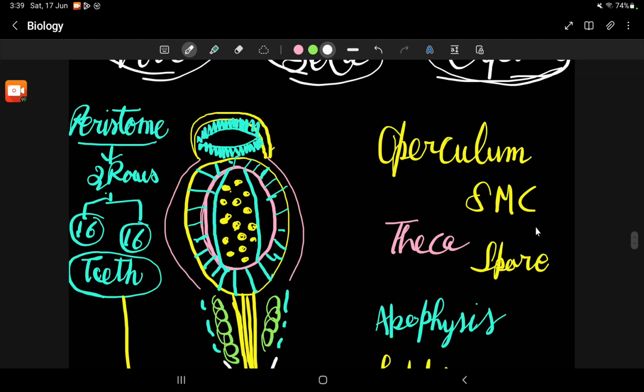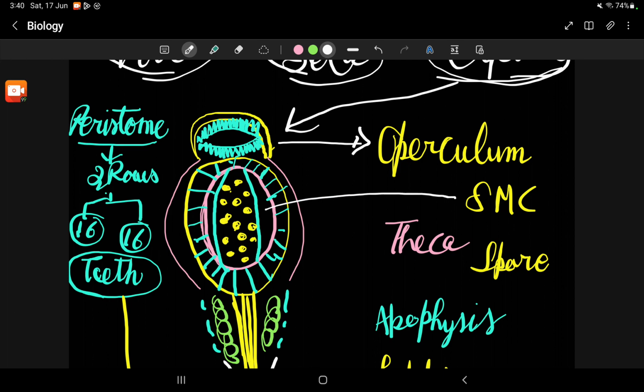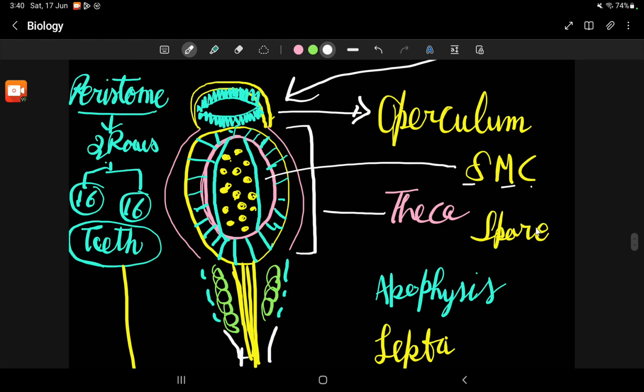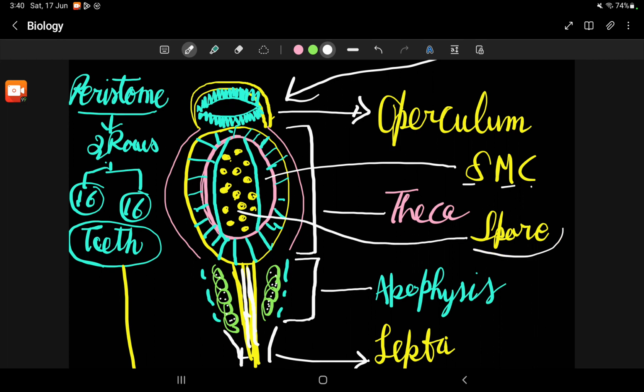This is the structure of the capsule. The upper tip is the operculum or mouth. In the center is the spore mother cell. This pink portion, the spore mother cell holding portion, is known as theca, and this portion is known as apophysis. Below theca is apophysis. Here photosynthetic cells are present. These are green photosynthetic cells, and these are conduction cells, and this is the stalk of the capsule, and these are spores inside the spore mother cell.